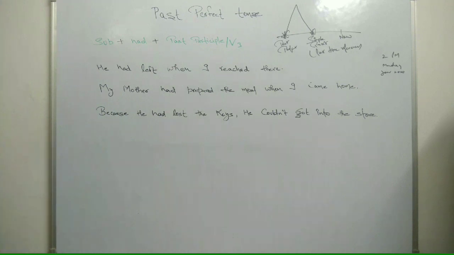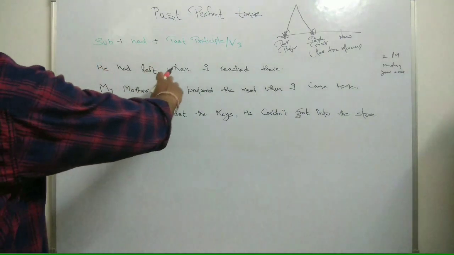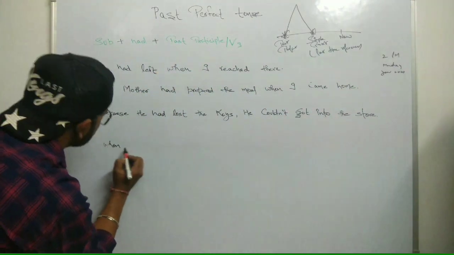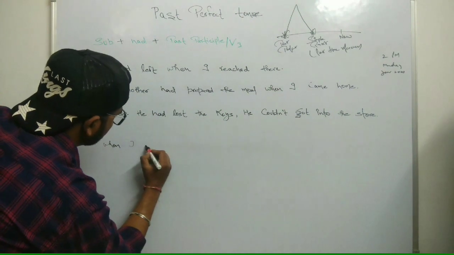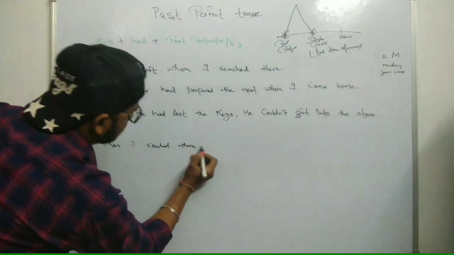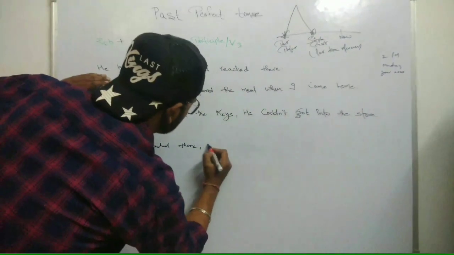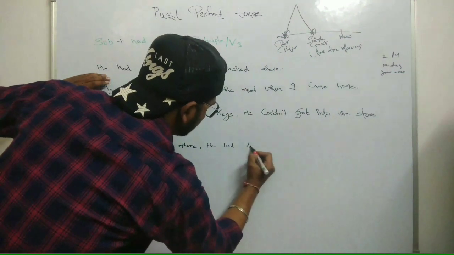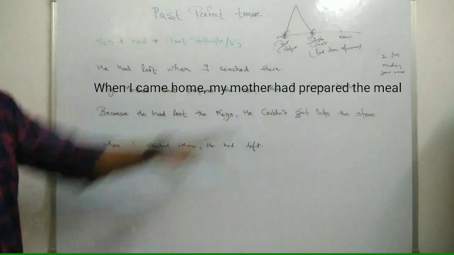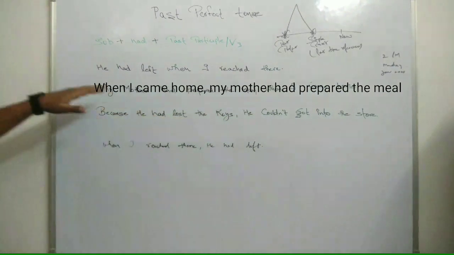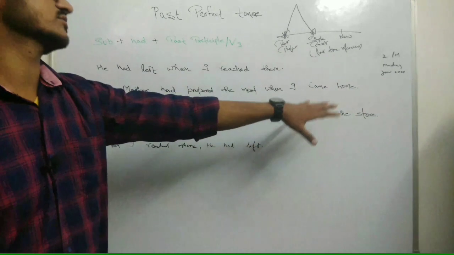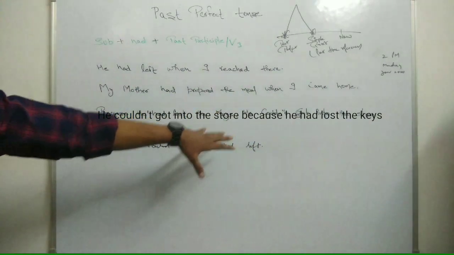If you want, you can put them another way. For example, this sentence, you can start the sentence from here. When I reached there, he had left. Alright. And this one would become, when I came home, my mother had prepared the meal. And the last one would look like, he could not go into the store because he had lost the keys.